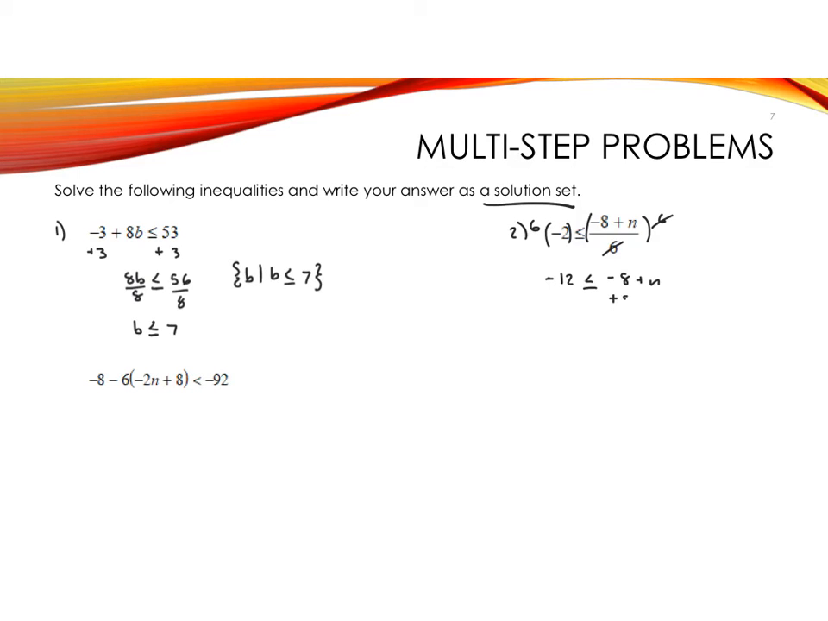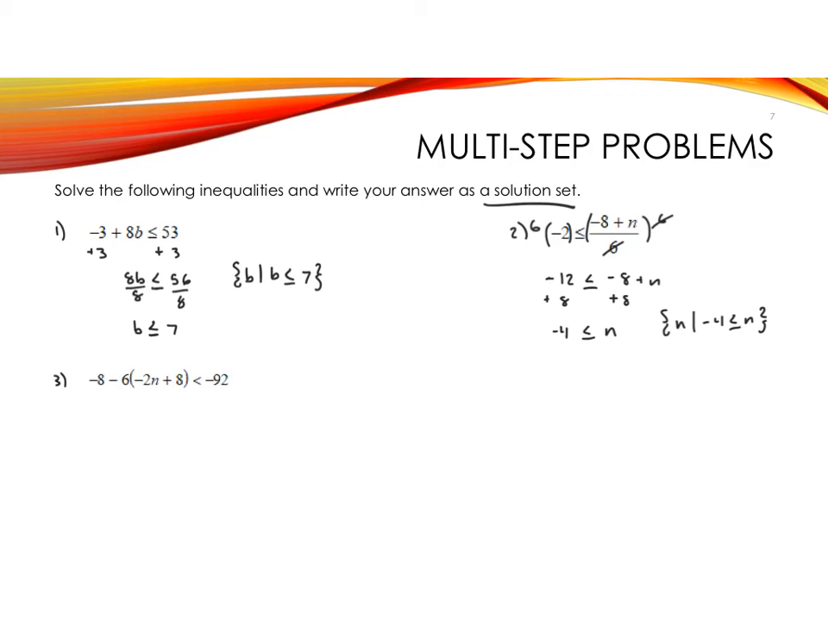Now I'm going to add 8 to both sides, and that is -4 is less than or equal to n. Put it in set notation, and we're done. Okay, you try this next one.